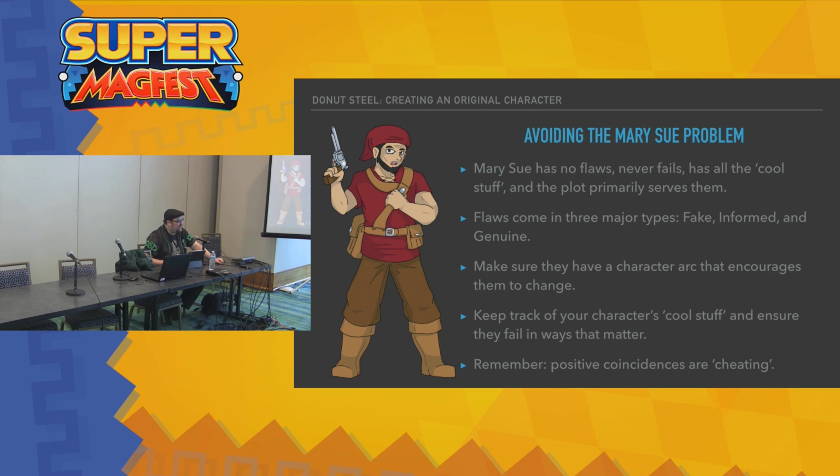Remember, positive coincidences are cheating. What this is, we need to find this MacGuffin, this thing that we need to find. Oh, here it is. It's right here. How coincidental. So, negative coincidences are the best kind. It's when we're searching. We need to find the MacGuffin. We need to find, there's the enemy. How convenient.